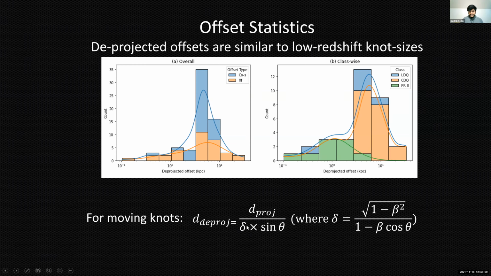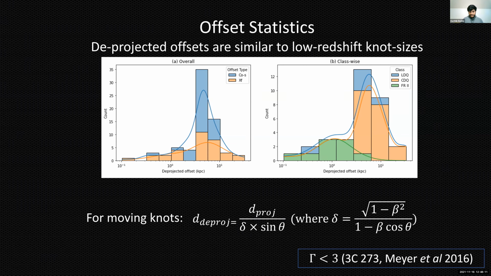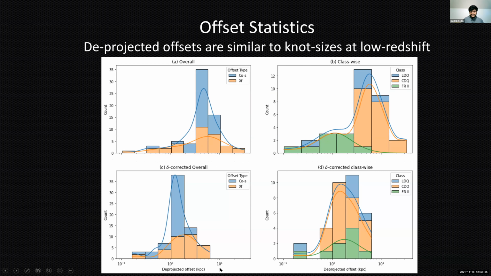So this delta is going to correct for that magnification. Now, proper motion studies on a nearby jet called 3C273 have placed an upper limit on the total speed of these knots. If I use this as an upper limit and then recorrect the deprojected offsets, now these offsets peak at much smaller values, which are more representative of a lower limit on the total extent of these knots. And also, for the quasars and the FR2s, the offsets in those sources become much more uniform.